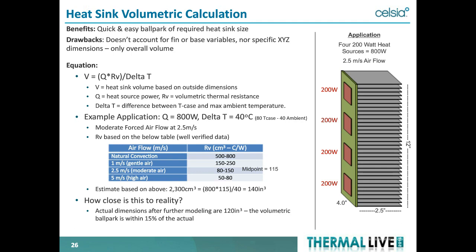Generally, you'll know the power that you need to get rid of. You'll know the delta T or the ambient that it's going to be in, so the available delta T. So for example, if I've got 800 watts, I've got an available delta T of 40 degrees C rise above ambient. You often know how much airflow you're going to have, so moderate airflow, no airflow. In this case, we're using moderate airflow, 2.5 meters per second. So you can do a quick estimate as to how much volume is going to be required for that solution.